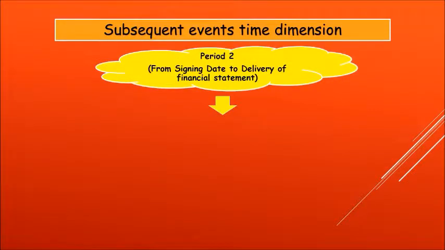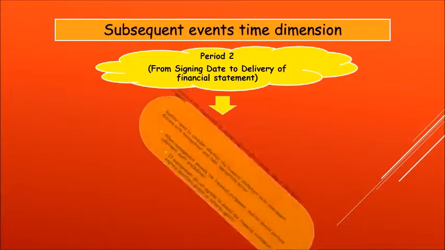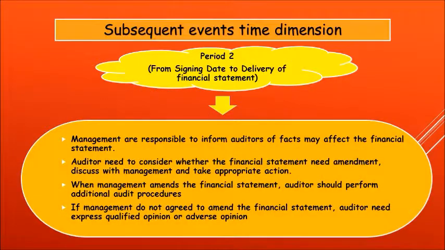Period 2: from signing date to delivery of the financial statements. Management is responsible to inform auditors of facts that may affect the financial statements. If the auditor becomes aware of a fact which materially affects them, the auditor should consider whether the financial statements need amendment, discuss with management, and take appropriate action.